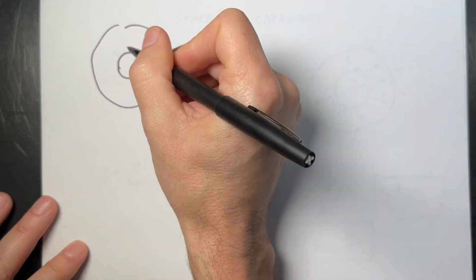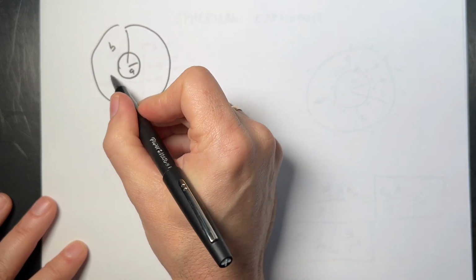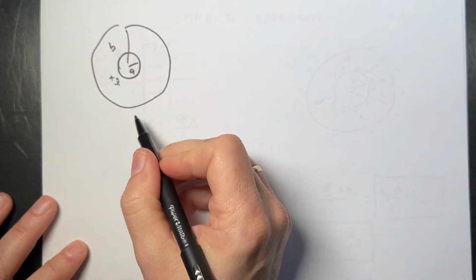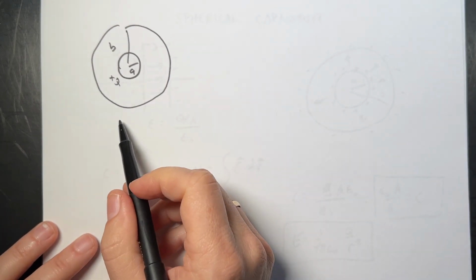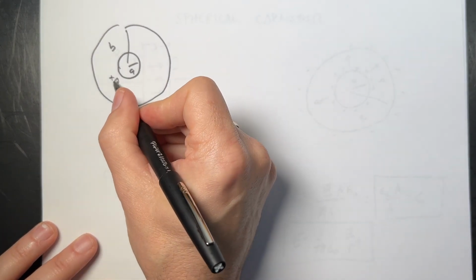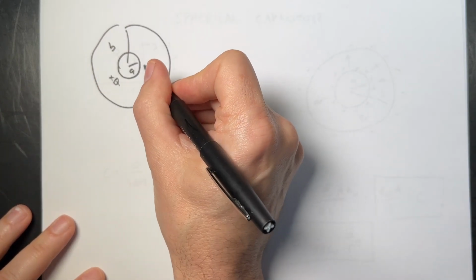There's my two spheres. That has a radius A, that one's B, and this is plus Q, and that's minus Q, but that doesn't really matter. The minus Q doesn't matter. But it does matter because a capacitor has to have no net charge, so that the combination of these two has to be zero. And here's my electric field.